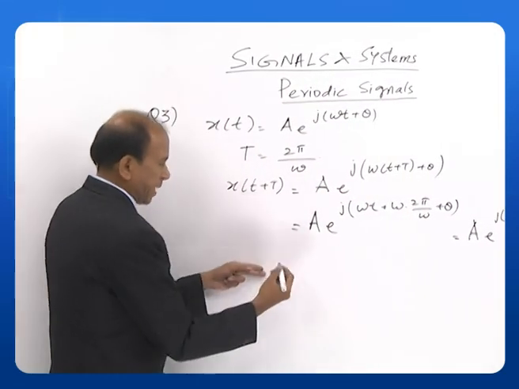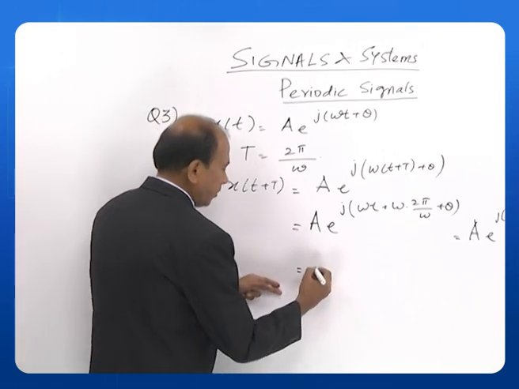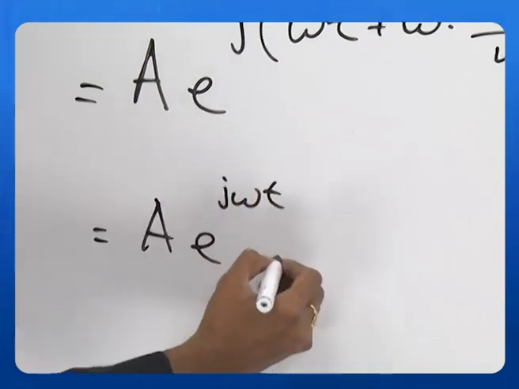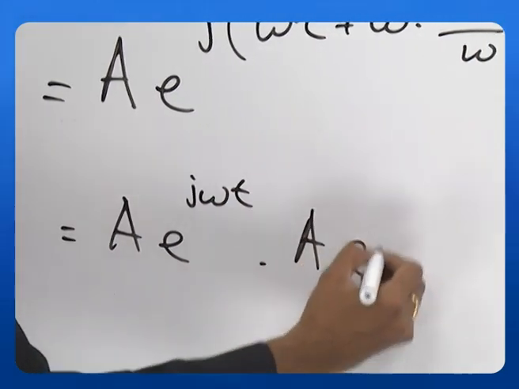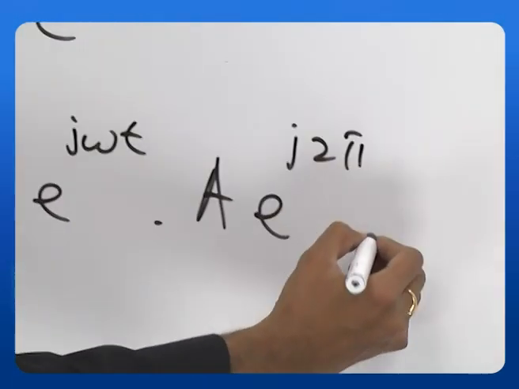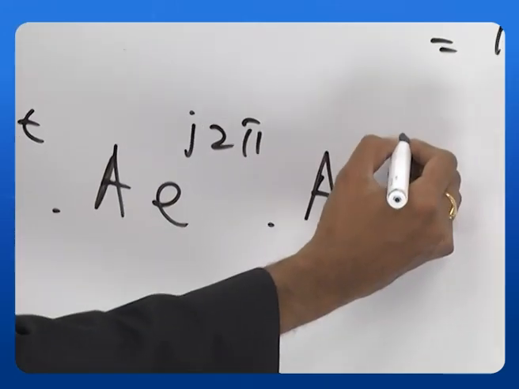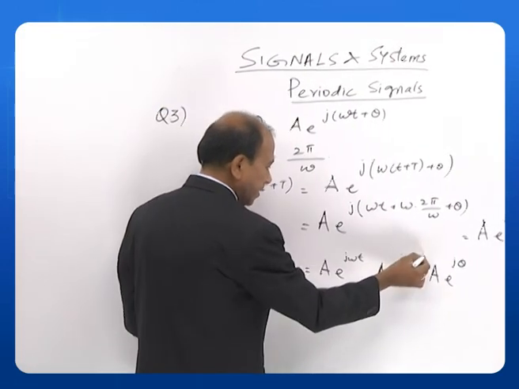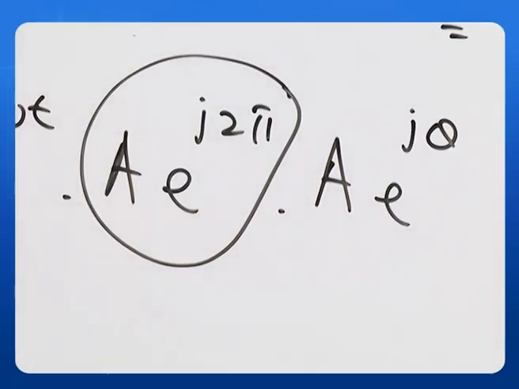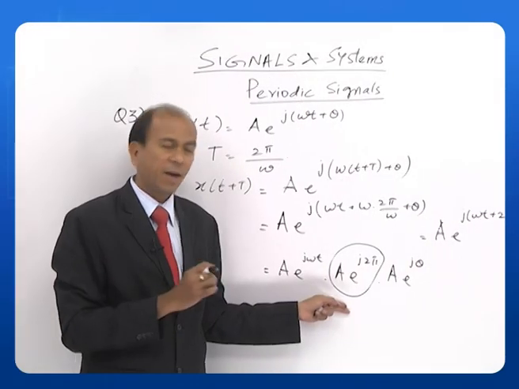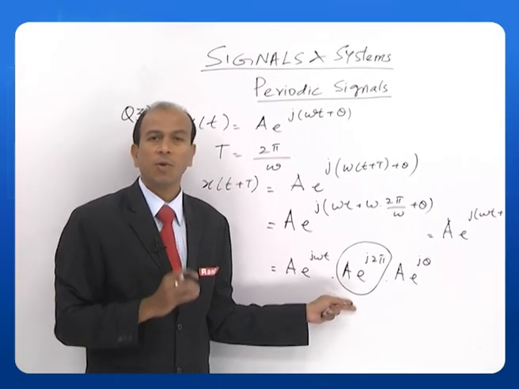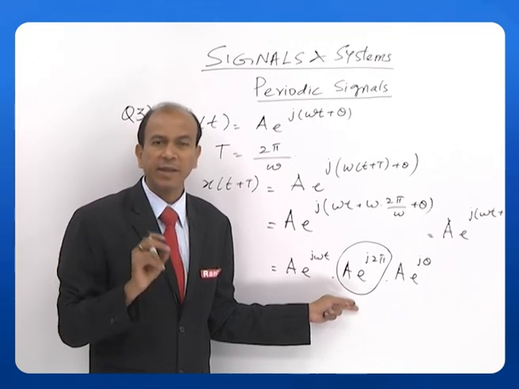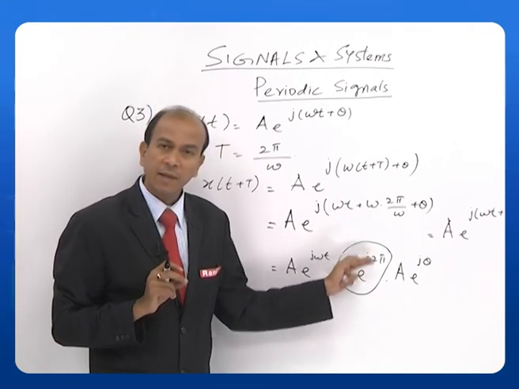Now let us expand this. So this will be equal to e to the power of j omega t, a to the power of j 2 pi into a e to the power of j theta. Now what is the value of this? So e to the power of j 2 pi is equal to cos 2 pi plus j sin 2 pi. Cos 2 pi is 1, sin 2 pi is 0. So this value is nothing but equal to 1.